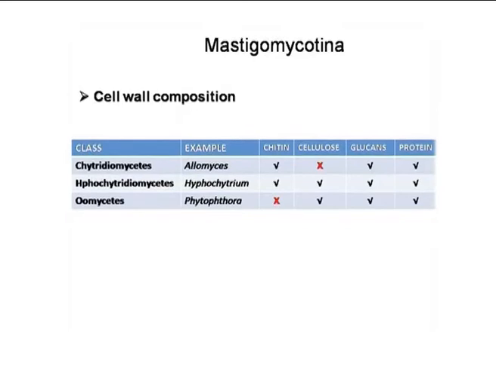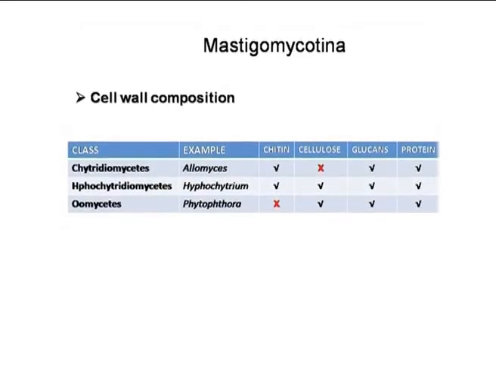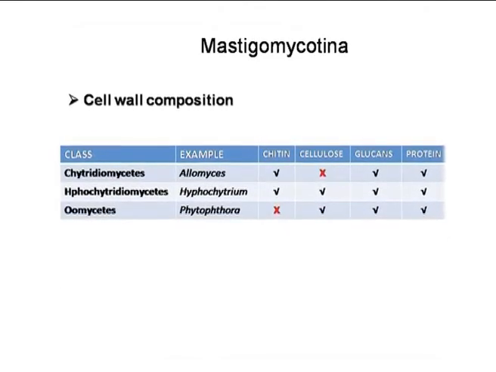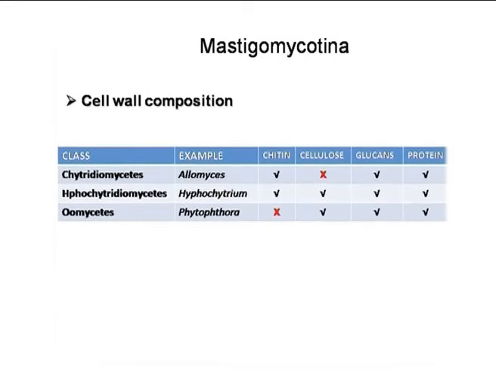Now, the cell wall composition of Mastigomycotina differs from one class to another, and that characteristic feature is very important, because one class consists of one type of chemicals and naturally differs from the other. For example, Chytridiomycetes consists of chitin and glucan in their cell wall. Hypochytridiomycetes consists of cellulose and chitin in their wall.